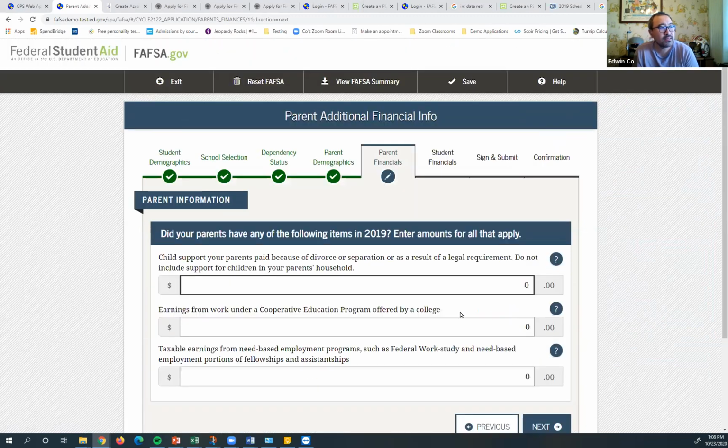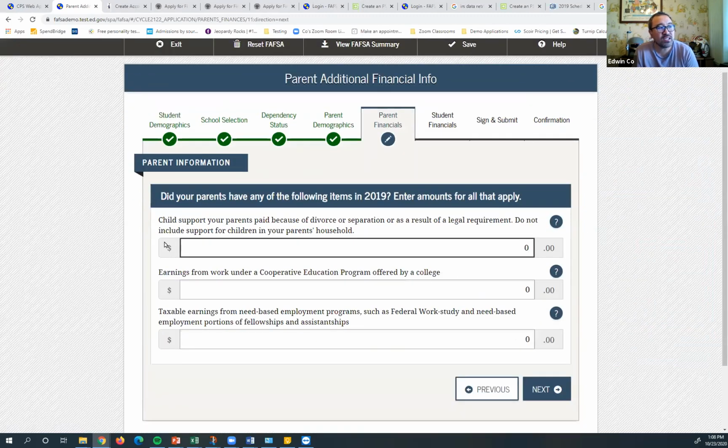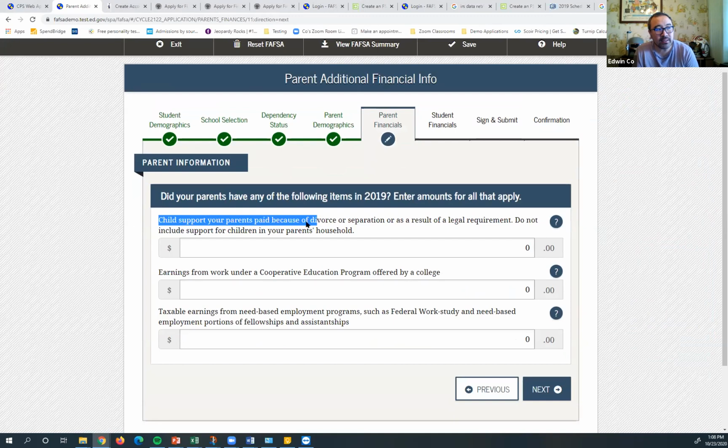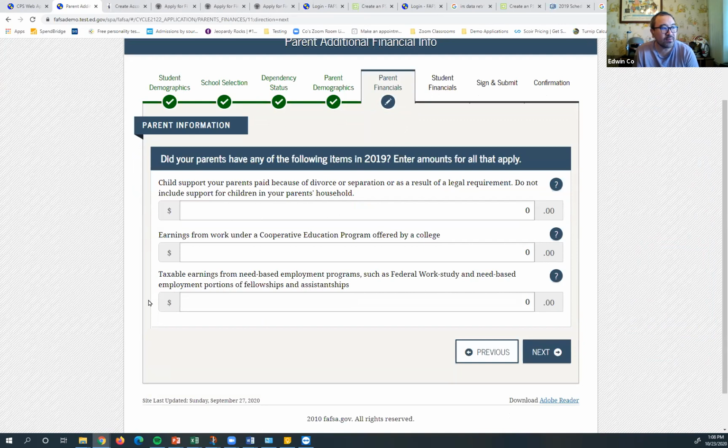Next question is child support paid. If there's any there, enter it. The rest of these are usually 0. Cooperative education program by college, that's usually 0. And then taxable earnings from need-based employment, that's usually 0. That's work-study stuff. Your parents are out of college for the most part. 0. Next.